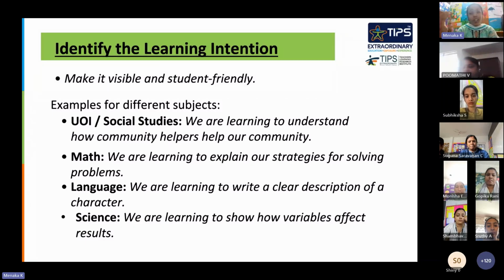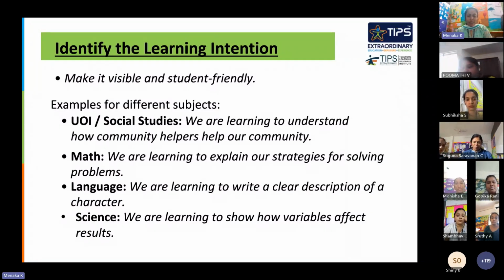Yes. So all these are our success criteria from our learning intention. We have one learning intention, and for that one learning intention, we have different success criteria. I can express gratitude and appreciation. I can identify different community helpers. I can list the responsibilities of each community helper. All these are the success criteria which we co-construct. I can understand the role of community helpers. Yes. So I'll show my example for you.